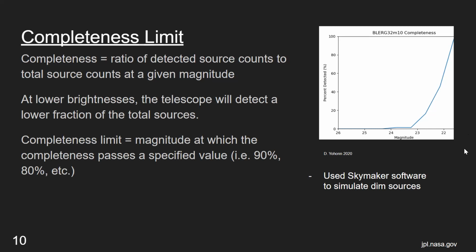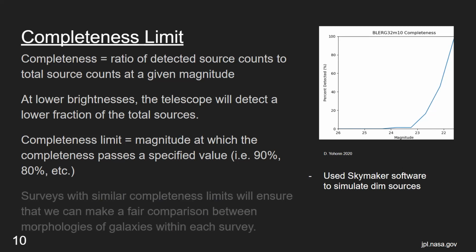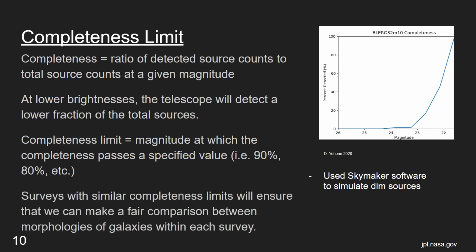And I used a software called SkyMaker to simulate these dim sources that we can't actually detect, and made these completeness limit plots to sort of determine what the completeness is of each of our different images that we're using. So this is just more cleaning the data, making sure everything is up to shape so we can analyze it better.